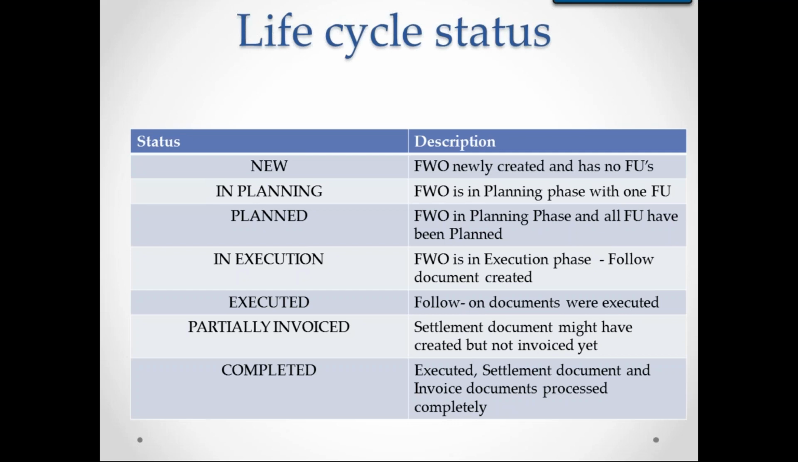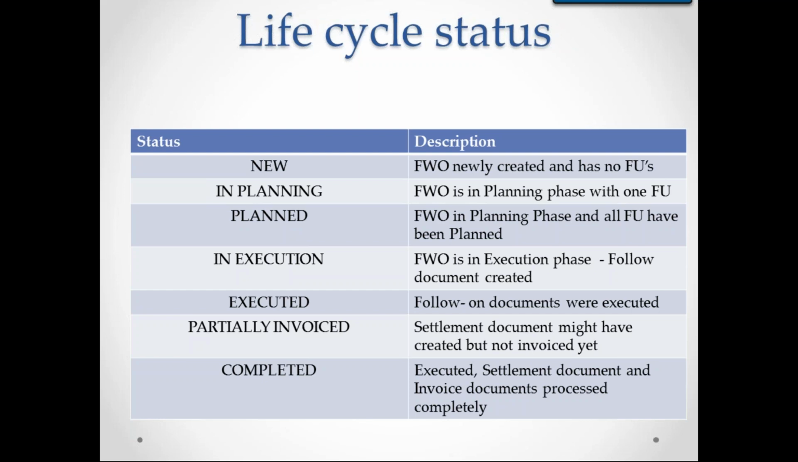Once there is any subsequent document which you created from the forwarding order, for example a freight unit, then it is in planning. The freight unit is the document which is useful for planning of your forwarding order. It's one kind of transaction, I'll tell you. The status will be changed to planning when all the forwarding orders are planned.